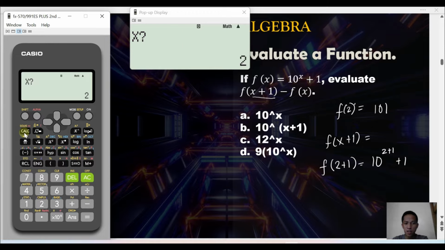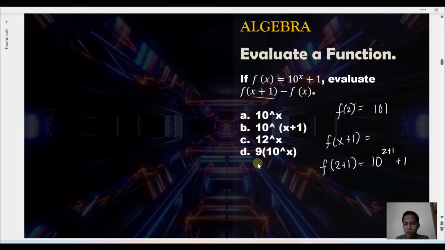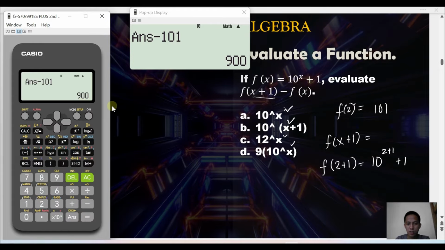You press CALC and you input the same value kung ano in-input mo doon sa f of x. So that is 2 equals, so 1,001. Okay? So f of x plus 1 minus f of x, which is f of 2. So that is 1,001 minus f of x or f of 2, that is 101. That will become 900. So therefore, dapat pag nag-substitute tayo ng value na 2 dito sa mga x na yan, dapat yung equivalent niya guys is 900.